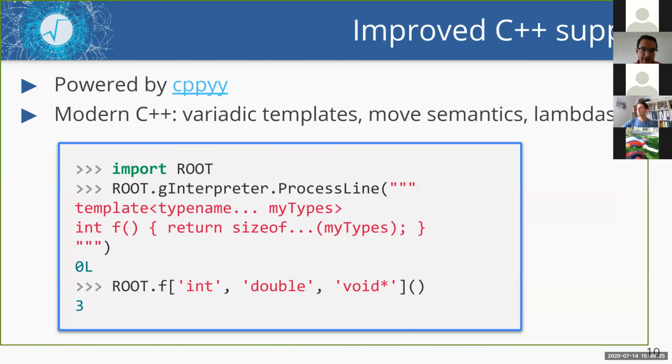One advantage is that thanks to CPPYY, we have improved C++ support. We support more C++ than before in the old PyROOT, and more modern C++. Things that did not work before, like move semantics or variadic templates, like you see in this example here. This is just an example of a function with variadic templates, and then you see how we make the interpreter process it, and immediately we instantiate it and call it from Python. This was not possible before, and it's possible now, thanks to CPPYY and the new bindings.